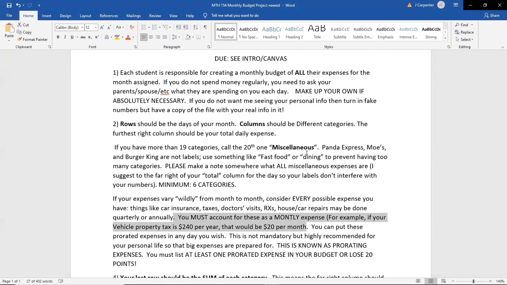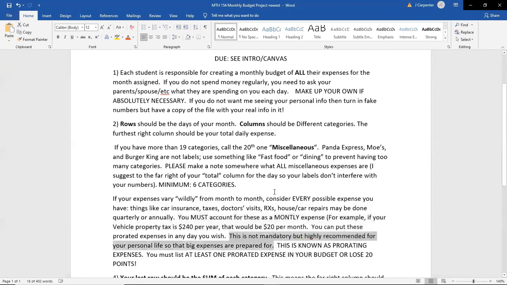If you outright own your own home, you're not making a mortgage payment, which I know is not a lot of people out there, but your taxes come quarterly or every other month or semi-annually, depending on the city. Your insurance bill comes annually. So these are other expenses that you might want to prorate. So I've said that this idea of prorating your expenses is not mandatory, but it is highly recommended for your personal life to consider things like that.